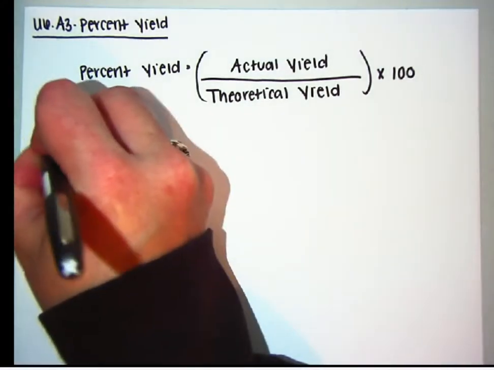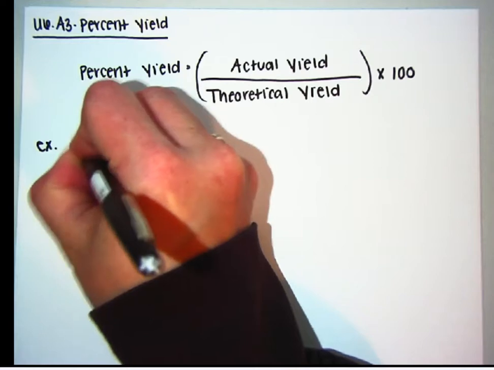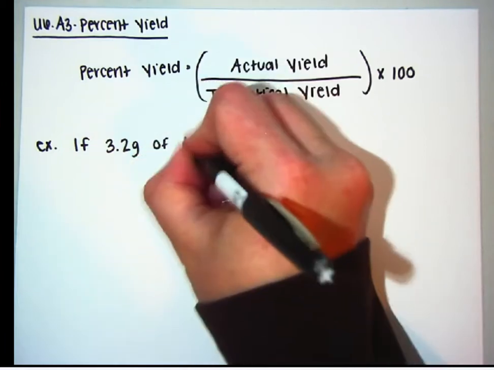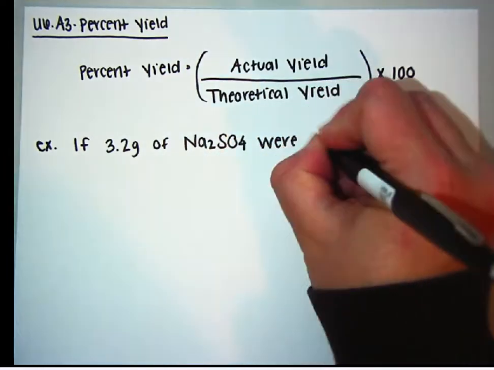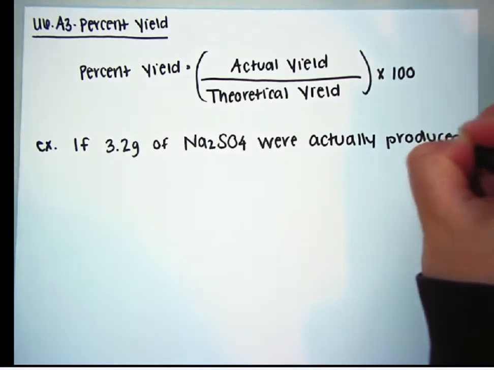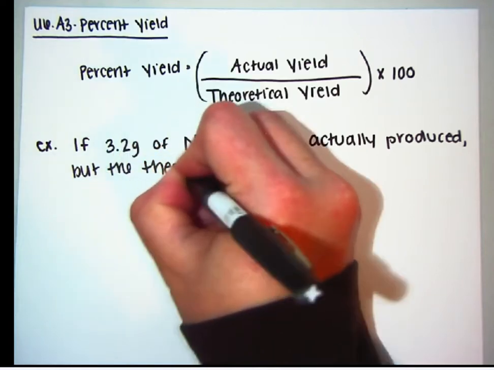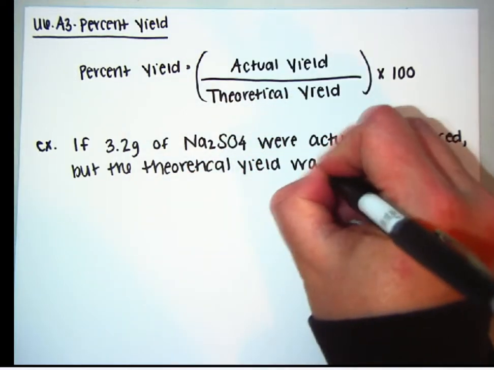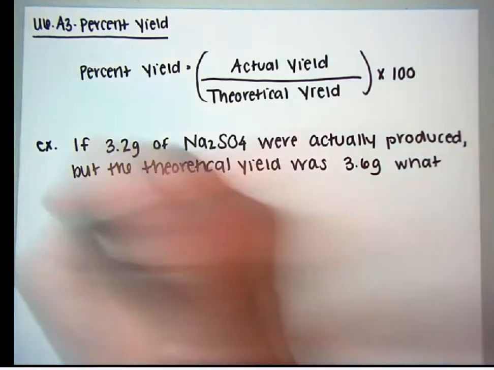So let's just start with a super easy calculation. If 3.2 grams of sodium sulfate were actually produced, but the theoretical yield was 3.6 grams, what is the percent yield?